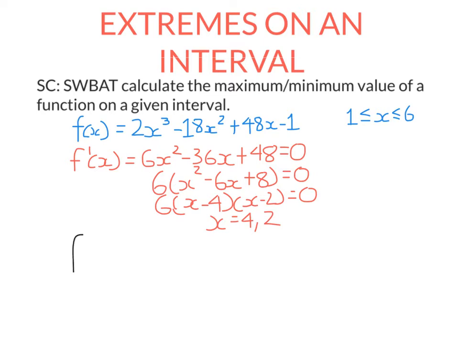Substituting in each of these values, f of 2 gives me the value 39 and f of 4 gives me the value of 31. We could apply the first derivative test to determine whether each of these points constitutes a maximum or a minimum, but we can probably tell that this is going to be a maximum turning point and this a minimum turning point. You might be tempted to stop here and say, okay, the maximum value is going to be 39 and the minimum value is going to be 31.